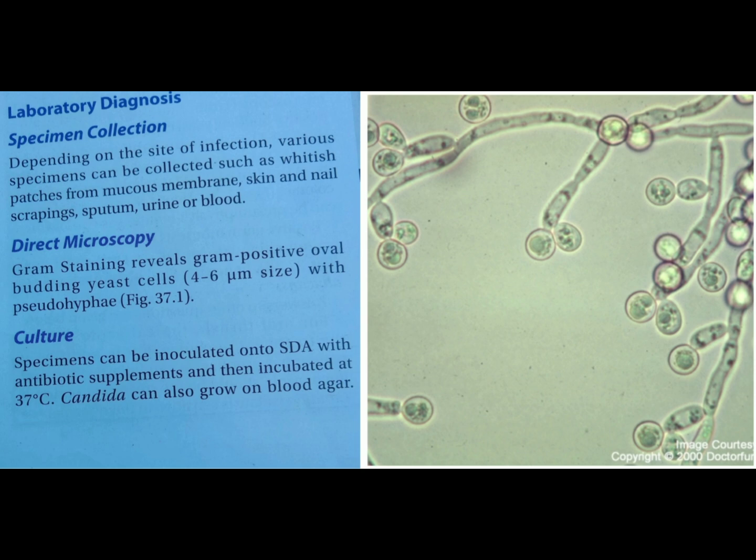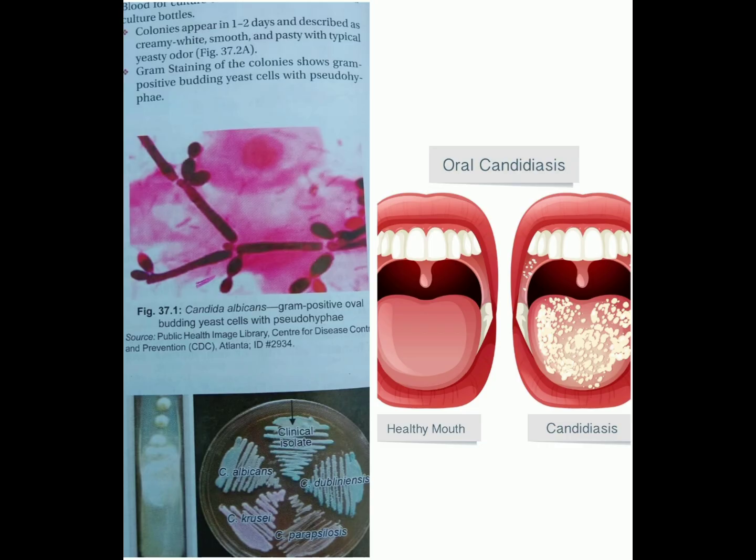Culture: specimen can be inoculated on SDA with antibiotic supplements and then incubated at 37 degrees Celsius. Candida can also grow on blood agar. Blood for culture can be inoculated into a blood culture bottle. Colonies appear in 1 to 2 days and are described as creamy white, smooth, and pasty with a typical yeasty odor. Gram staining of the colonies shows gram-positive budding yeast cells with pseudohyphae.